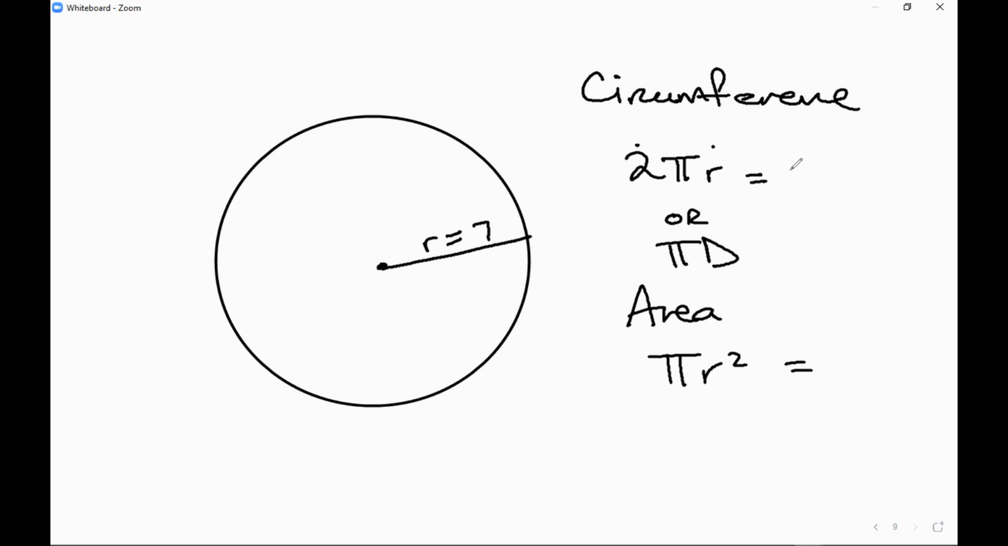It's circumference, to 3 significant figures. 44.0. Perfect. And then this is, okay, let's put meters there. That's fine. Okay, next one. Three significant figures, 154. Good. Meters squared. Okay, so you got that.